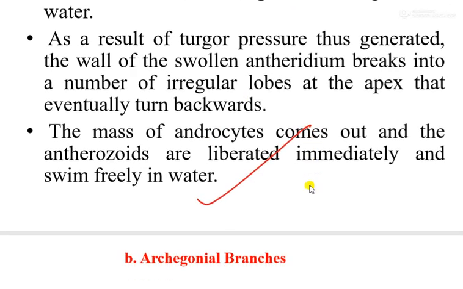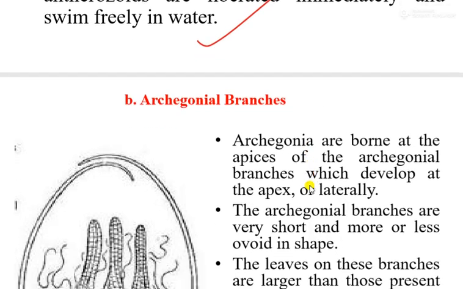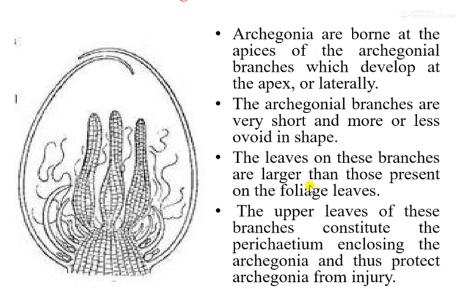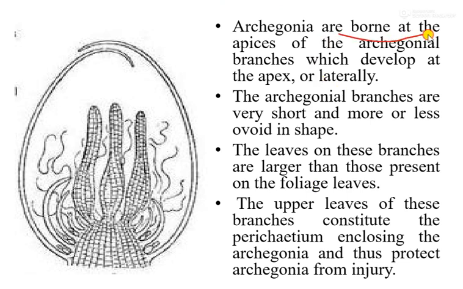Clear? Now let's move on to the archegonial branches. Archegonia are born at the apices of the archegonial branches, which develop at the apex or laterally. Like the antheridia were born on the antheridial branch, archegonia will also be born on the archegonial branches, at the apex or developed laterally on the branch. The archegonial branches are very short and more or less oval in shape. You can see this entire structure. It is very short and about ovoid in shape.